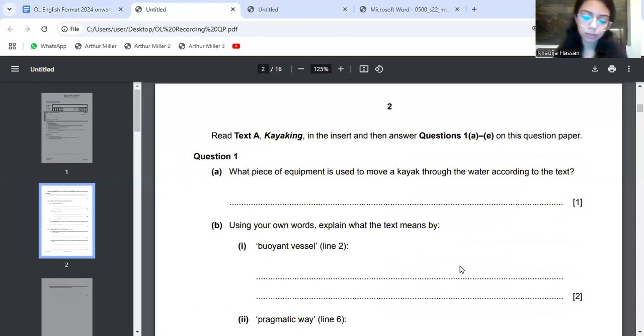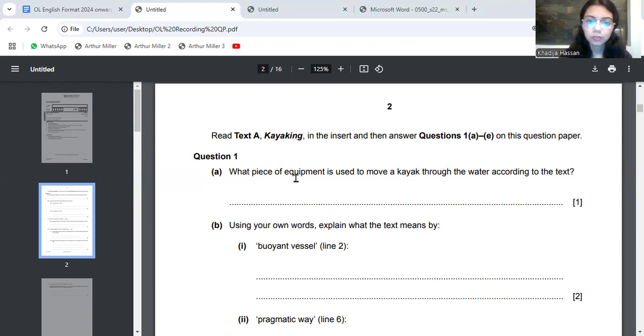Now, if you guys remember, the key with explicit meaning questions, or for the questions at large in this paper, is to first read the questions and then go towards the insert. Because what that does is it gives you an idea of what the insert is going to be about, and you already know what they're going to ask, right? So read text A, kayaking, in the insert, and then answer questions 1A to E on this question paper.